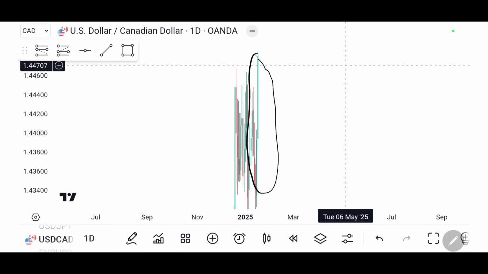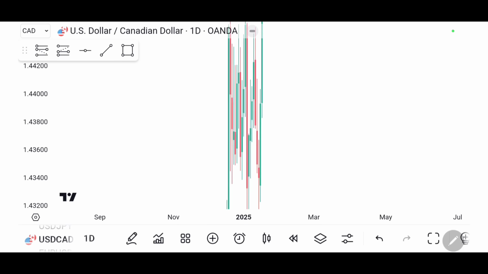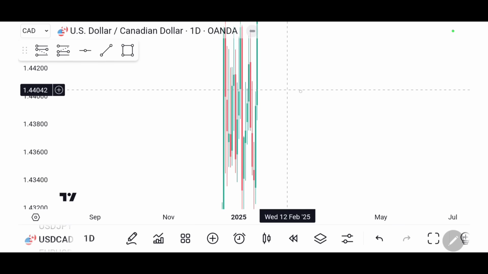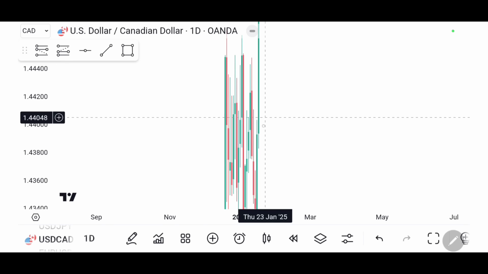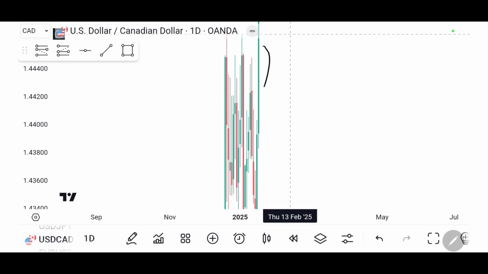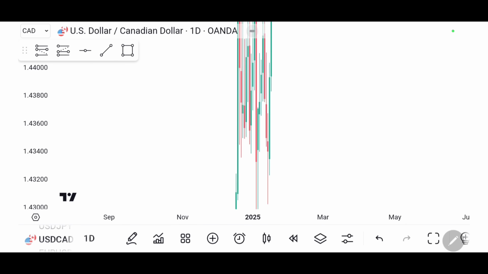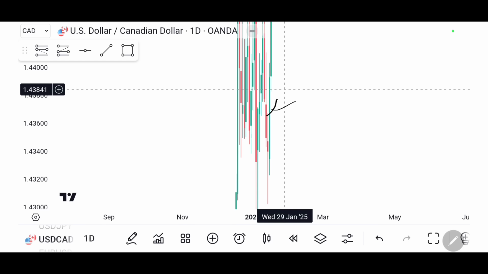Let's see this section. Now you can see this bullish candle, these two bullish candles, two consecutive bullish candles. Let's see how they were formed. This was the previous day's candle, and this is the current day's candle.